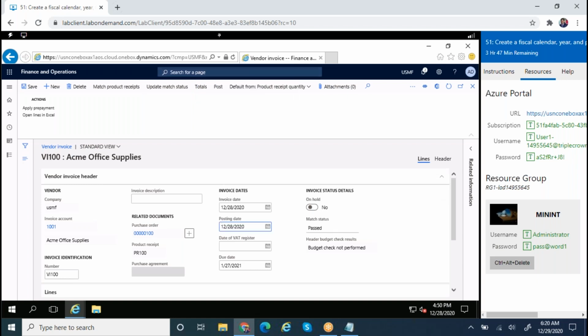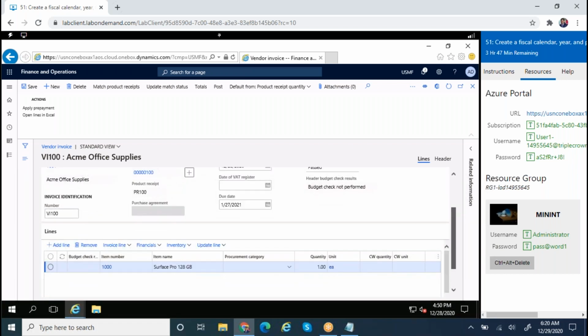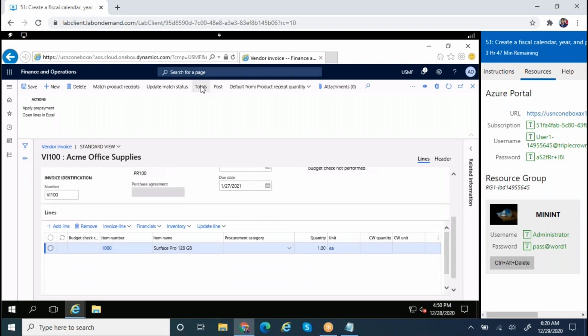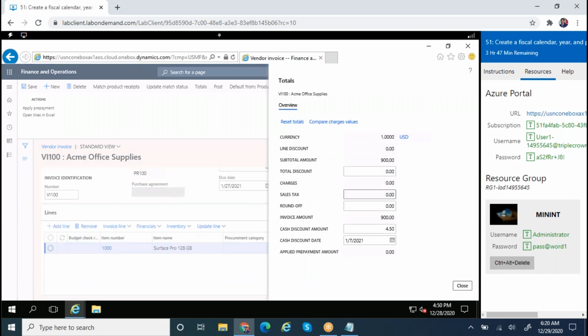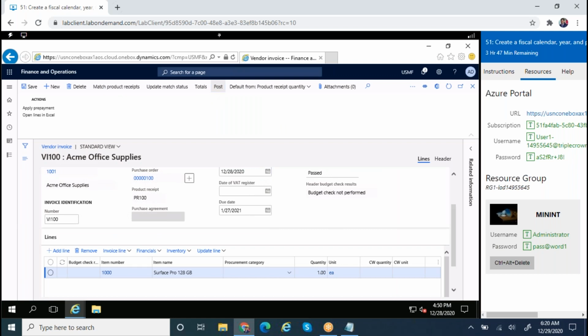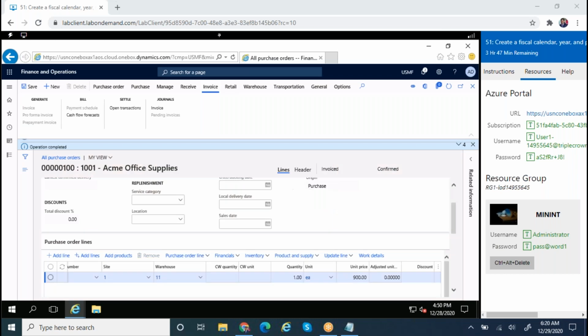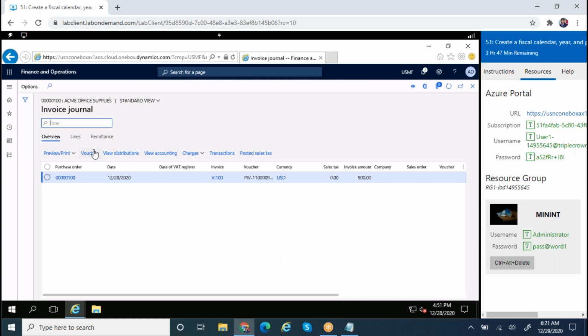This is a normal invoice I'm doing first, and then we'll do returns. If you verify the totals, it is 900 only. Okay, I'm doing posting. So the invoice is posted. If you verify the voucher, it is the inventory receipt account.